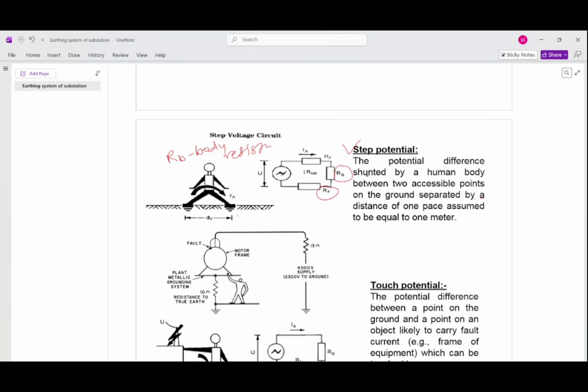So potential difference shunted by the human body between the two accessible points on the ground separated by a distance of 1 pace. 1 pace means between 2 feet, this one foot and another foot. So this is a human, and this is between 2 feet. It is a step potential. It is considered 1 meter length ideally. So this DF is 1 meter.